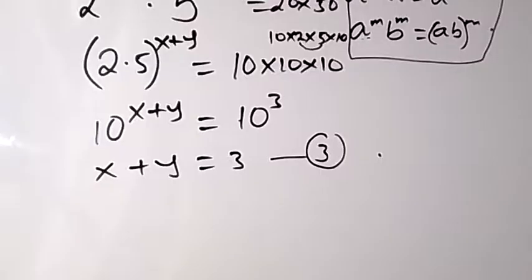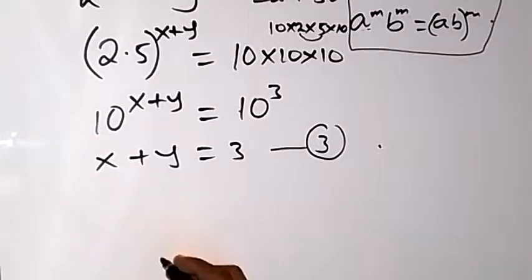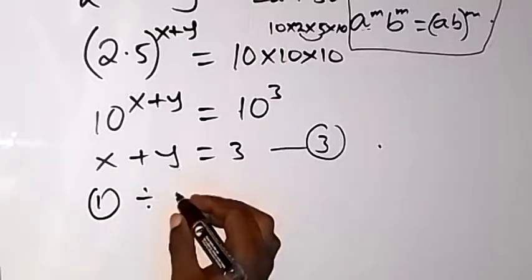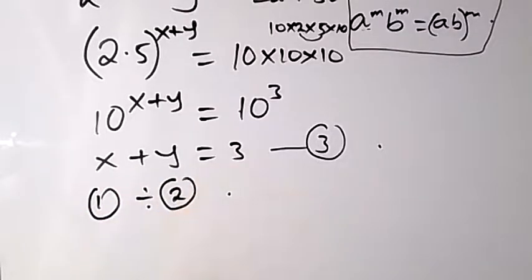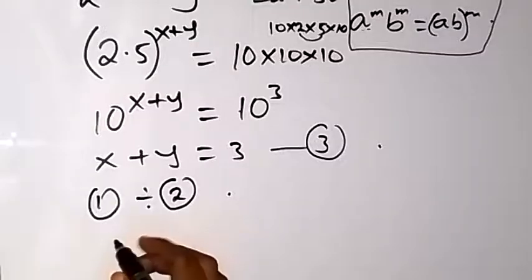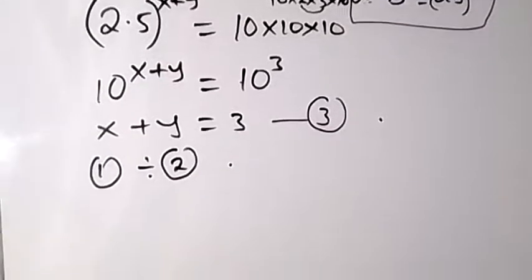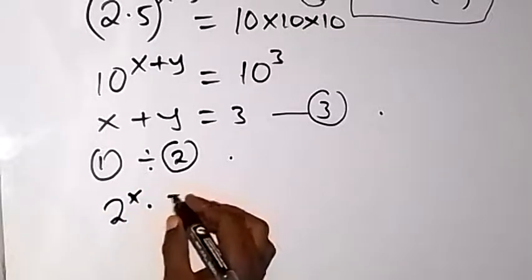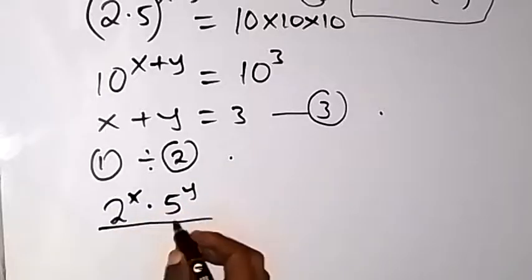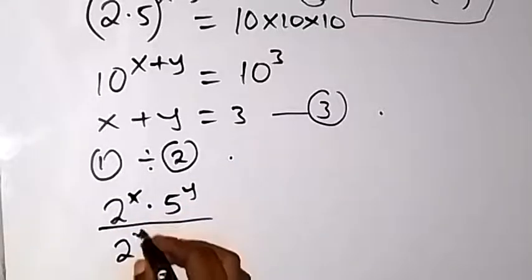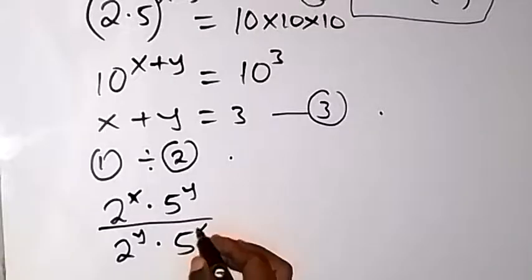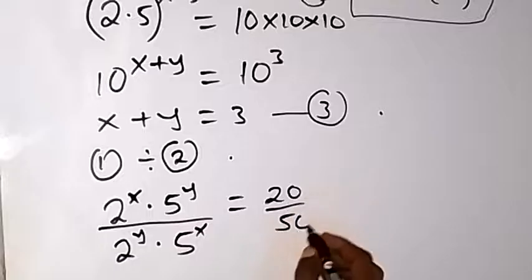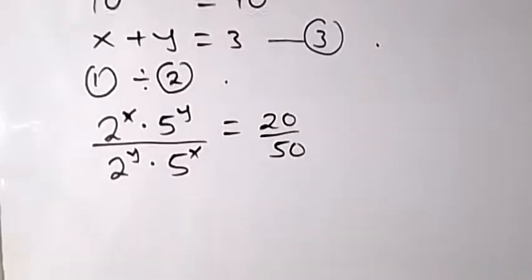Then also, let's divide equation 1 by equation 2. So equation 1 divided by equation 2. So this will imply from equation 1 left hand side, we have 2 raised to power x multiplied by 5 raised to power y, then divided by equation 2 left hand side, 2 raised to power y multiplied by 5 raised to power x, then equals to 20 divided by 50. So equation 1 divided by equation 2, we have that.